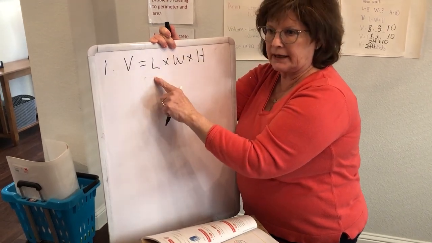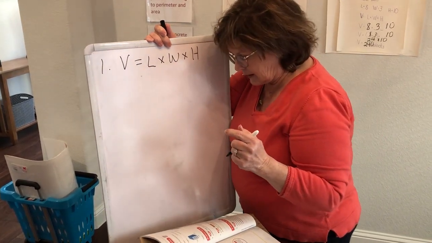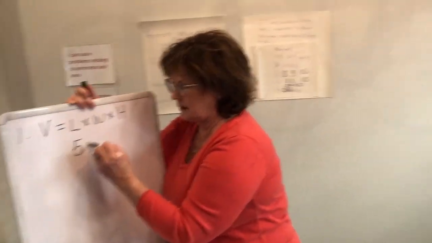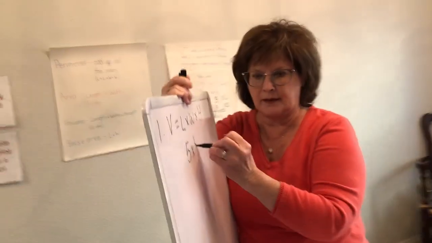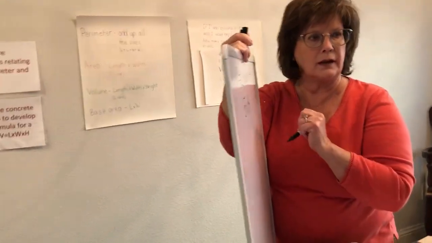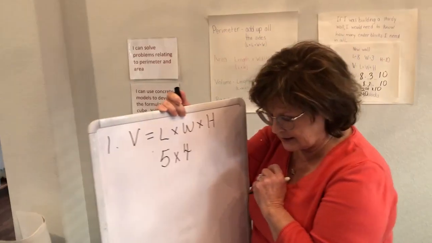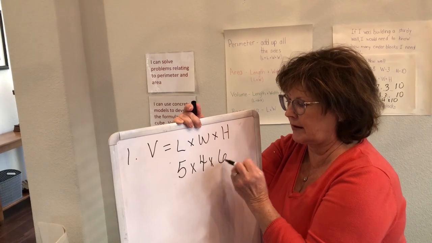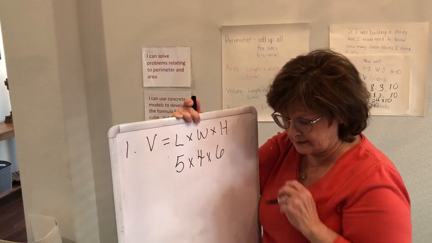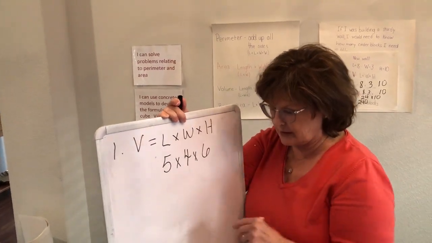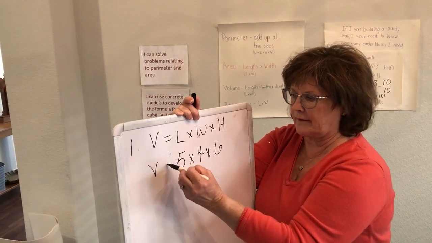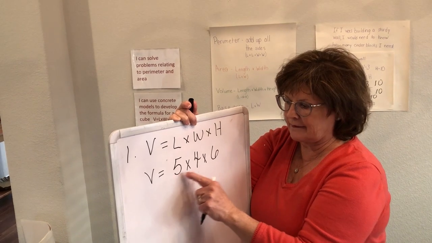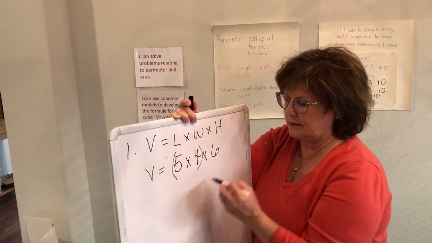So what is our length, Levi? Our length is 5 times our width is 4, and our height is, Sarah, 6. Very good. So the width, we've determined all of this. So now let's find the volume of this shape. So we're going to find the base area, 5 times 4 times 6.